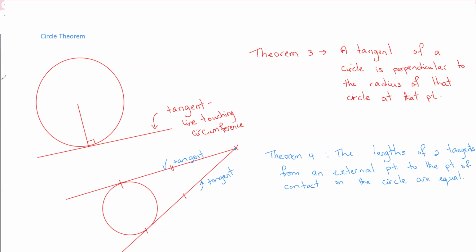Right. So the lengths of two tangents from an external point, this is the external point. So the distance from that external point to the point of contact on a circle, which is this point, will be equal. So this distance will be equal to this distance on this end.